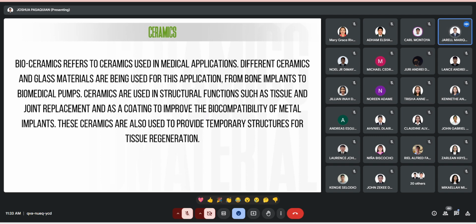Bioceramics must meet several tight requirements, such as being non-toxic, non-carcinogenic, and biocompatible. They should also promote tissue regeneration and integration where necessary. So let's take a closer look at some of the most commonly used bioceramics and their applications. Next slide, please.